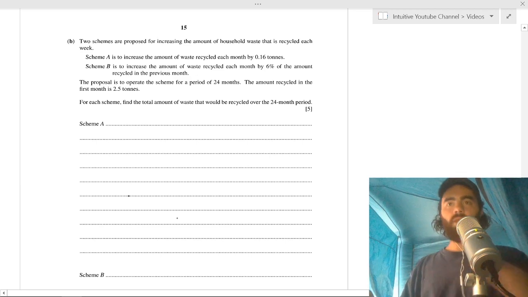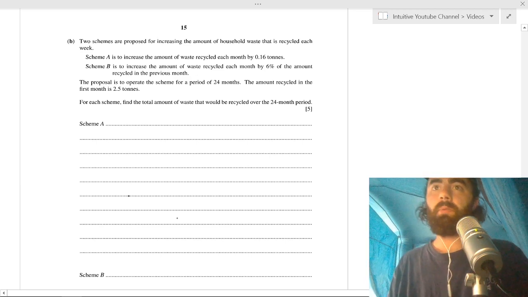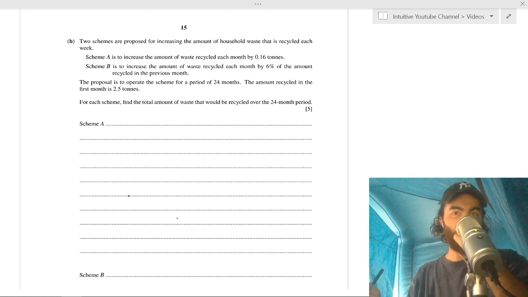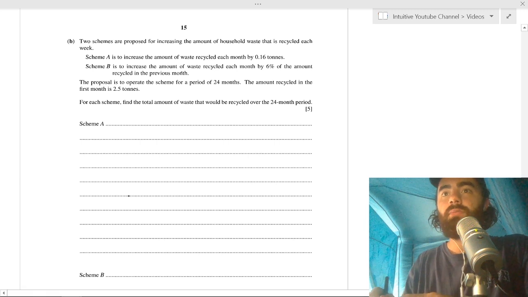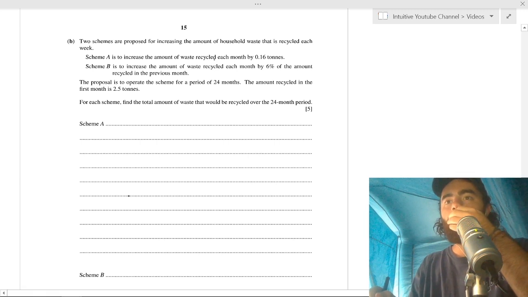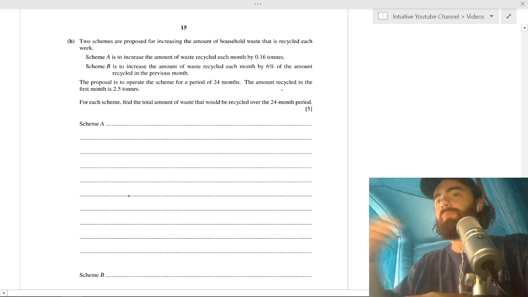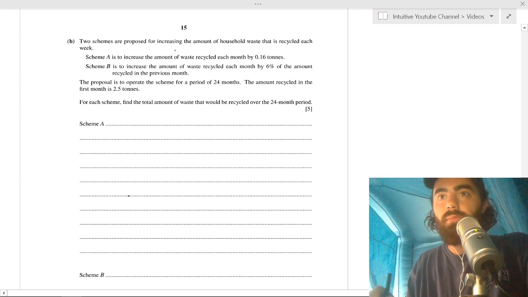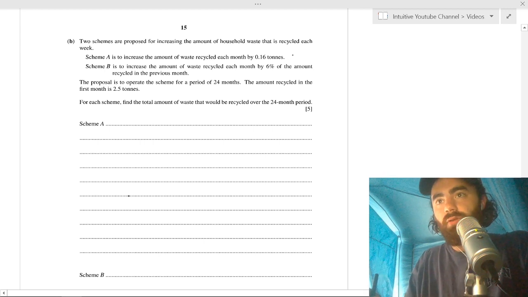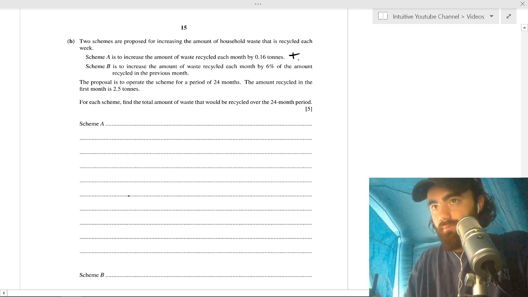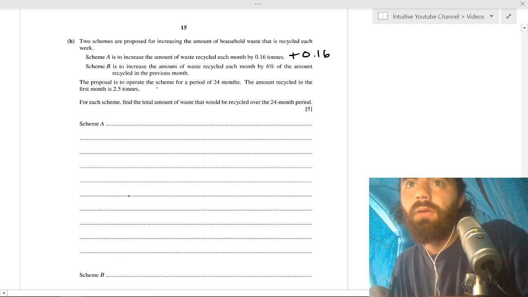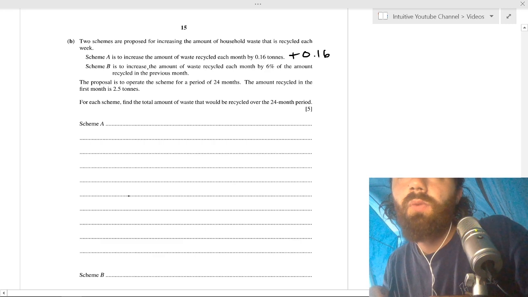B. We have two schemes here that are proposed for increasing the amount of household waste that is recycled each week. Scheme A increases the amount of waste by 0.16, so it's plussing 0.16 tons to the amount of recycled waste every week. So you can already see this is going to be arithmetic. So this is plus 0.16. And this is increasing the waste by 6% in the previous month.